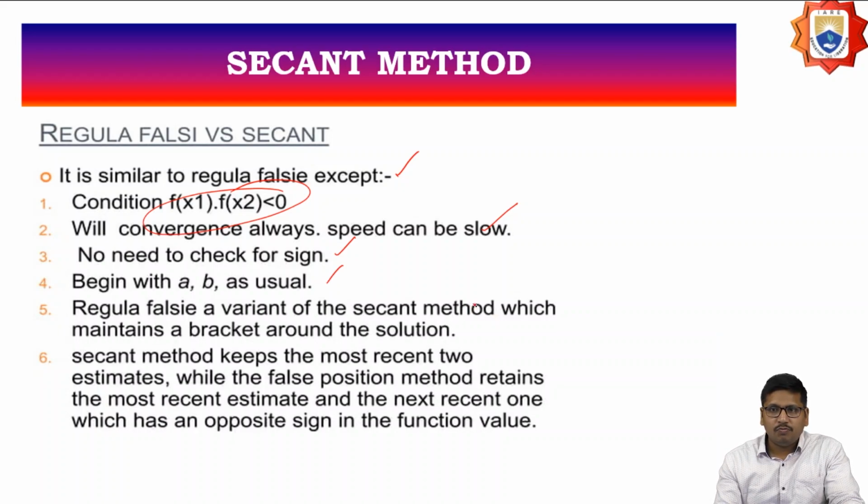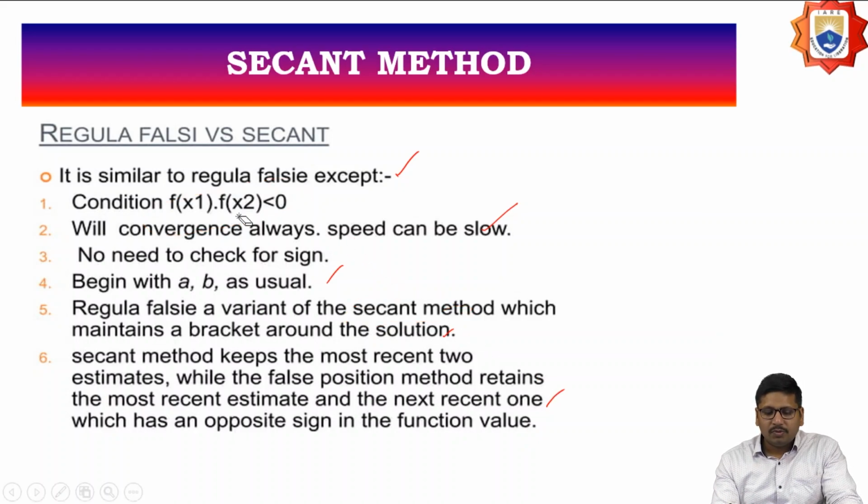Regular falsi is a variant of the secant method which maintains a bracket around the solution. The secant method keeps the two most recent estimates, while the false position method retains the most recent estimation and the next recent one which has an opposite sign in the function value.